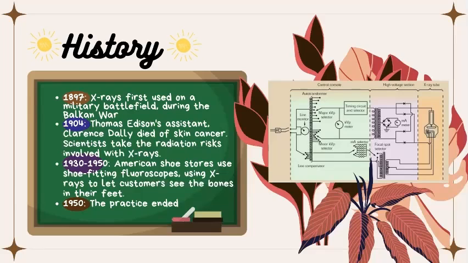X-ray was first used on a military battlefield during the Balkan War, to find bullets and broken bones inside the patients. In 1904, Thomas Edison's assistant Clarence Daly died of skin cancer. Scientists took note of the radiation risk involved with X-ray. Around 1930 until 1950, American shoe stores used shoe-fitting fluoroscopes using X-ray to let customers see the bones in their feet. In 1950, the practice ended because it was determined to be too risky for health reasons due to the radiation, and shoe clerks had no formal medical training in using X-ray technology.